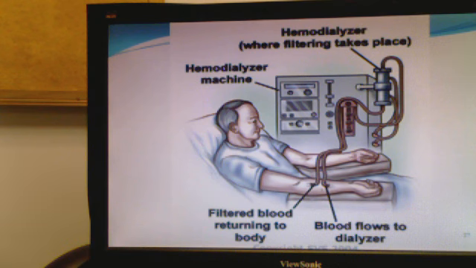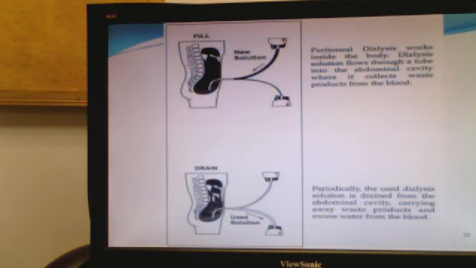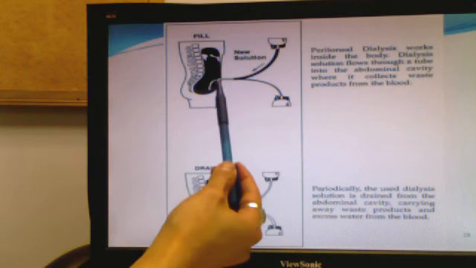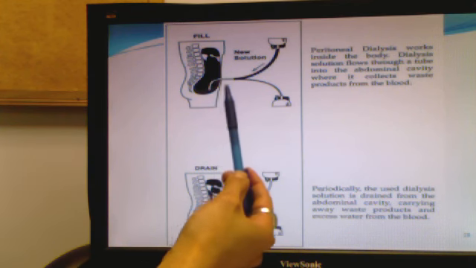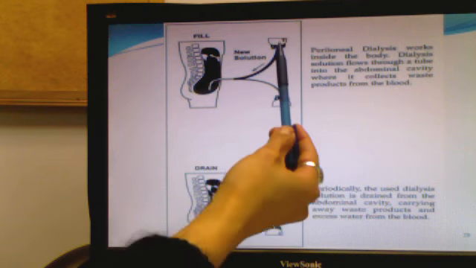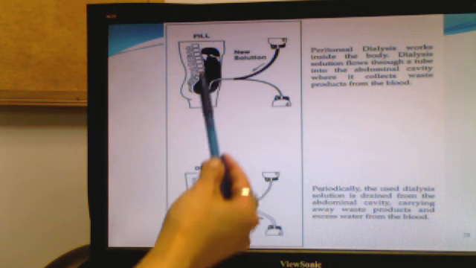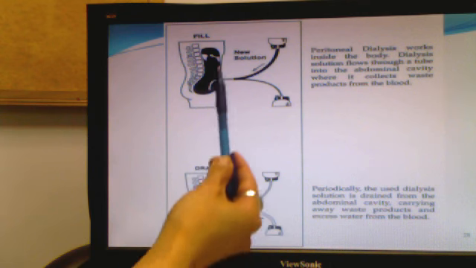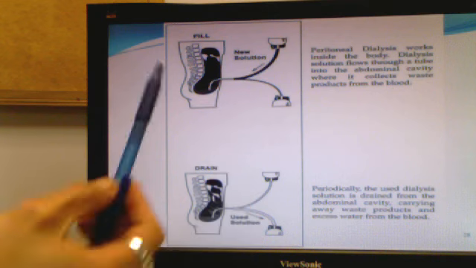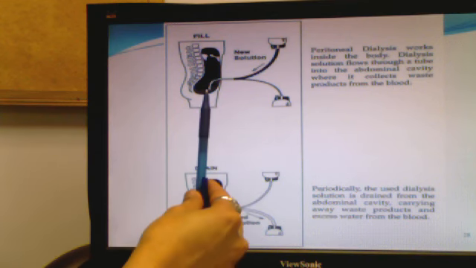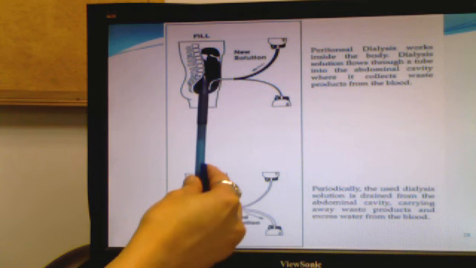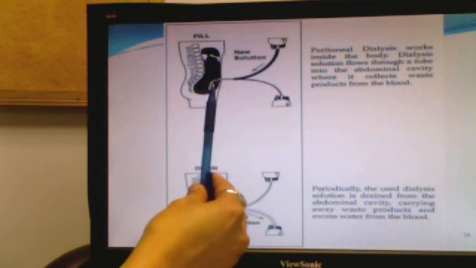Another type of dialysis is peritoneal dialysis. Okay, so we create a hole or a stoma in the patient's abdomen. We introduce a clean, low concentration solution into the abdomen. So basically, we bathe the abdominal organs with this fluid. And what happens is this low concentration fluid will attract the high concentration blood feeding the abdominal organs.